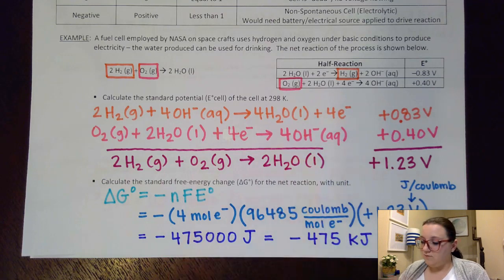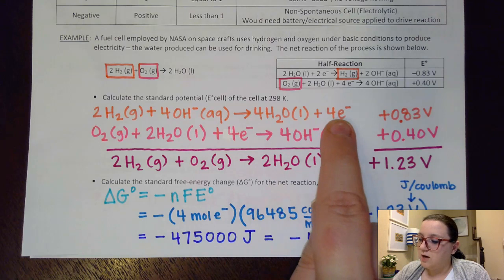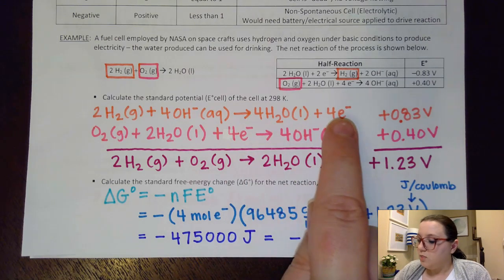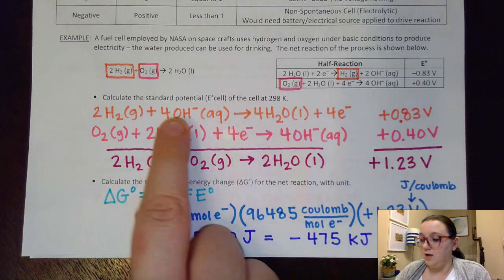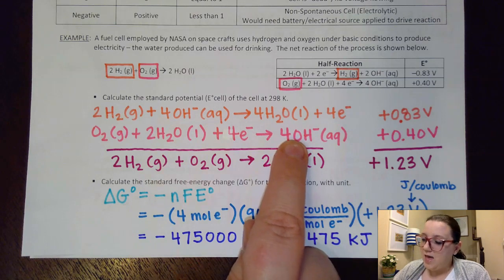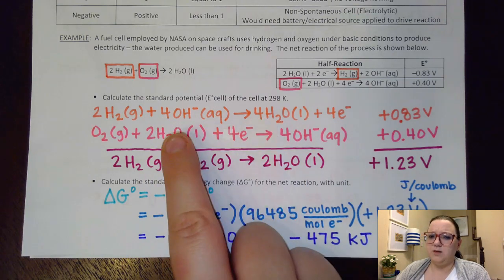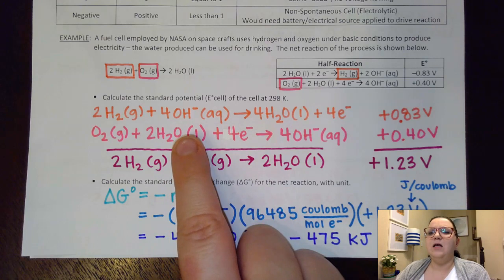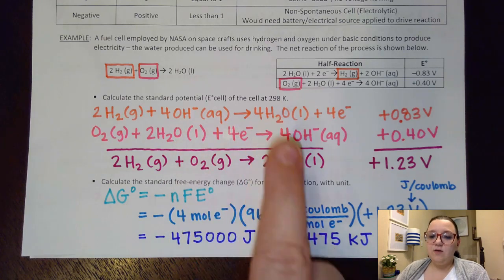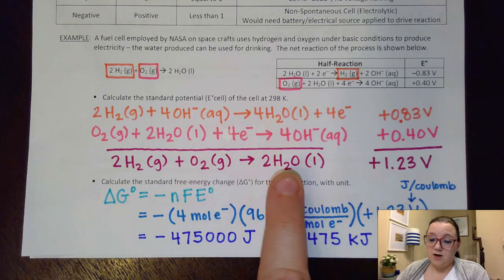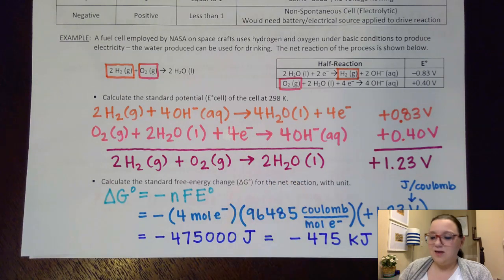And when I do that, if I notice, what happens is that our 4 electrons on either side would cancel, the 4 hydroxides on either side would cancel, and 2 of the waters would cancel on the reactant side and on the product side, leaving those 2 waters on the products. So you can see that gives me my overall equation. Yay! But now let's talk about those volts.